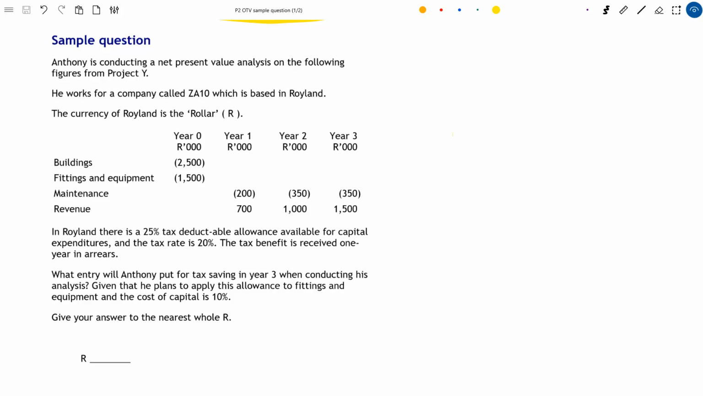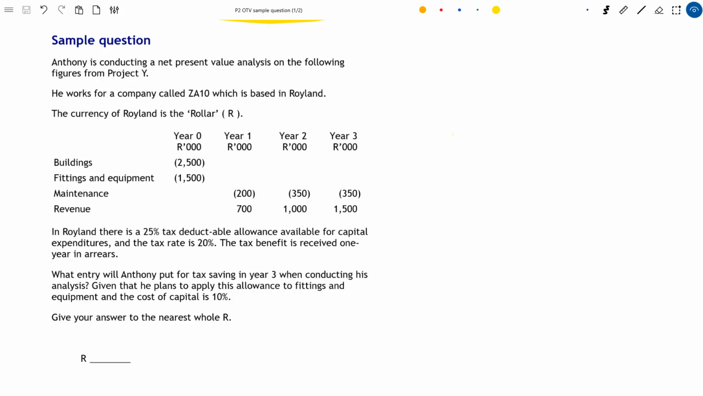Now, this, of course, is something you will have learnt in your syllabus, that in certain jurisdictions, for example, in the UK, it's possible for organisations to reduce their tax bill by deducting an allowance from certain purchased items. So we know that this is possible. We know that we can deduct from our tax bill by taking into account capital expenditures.